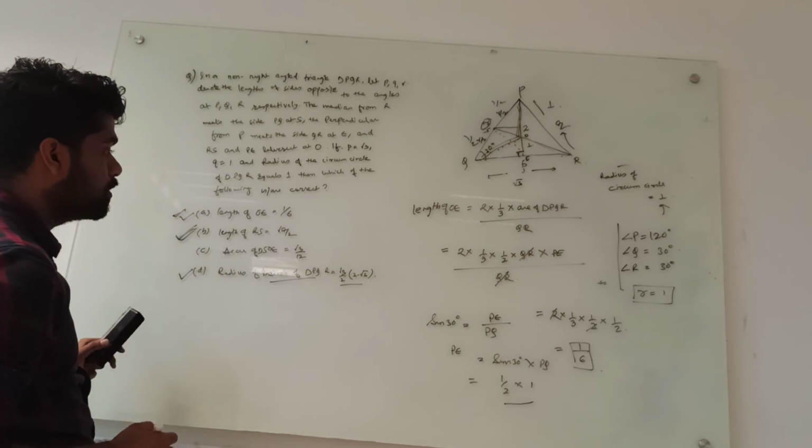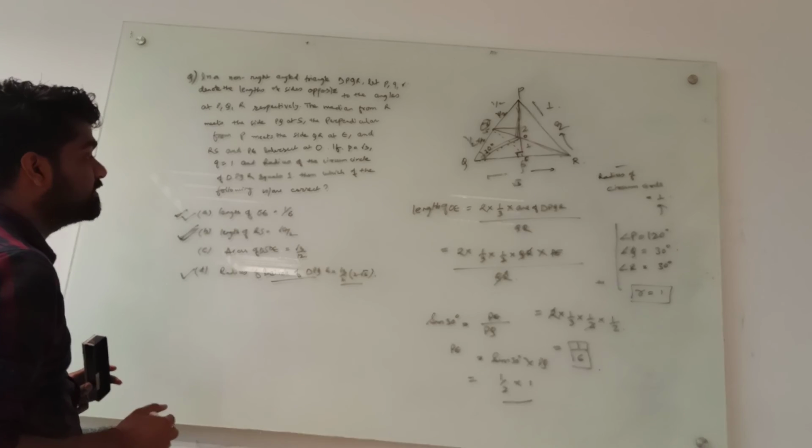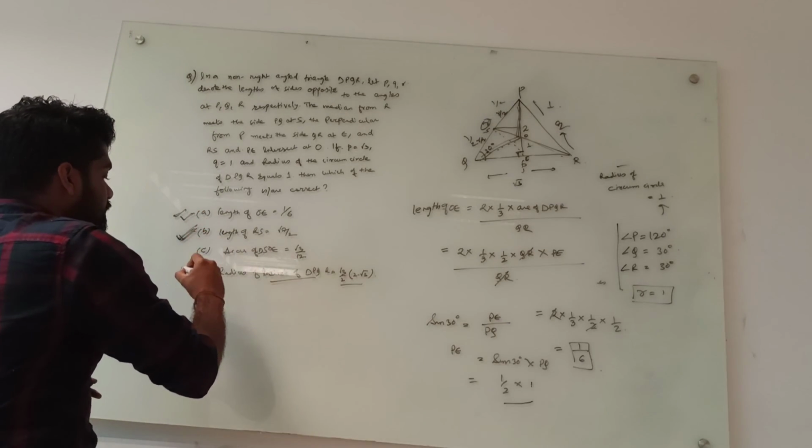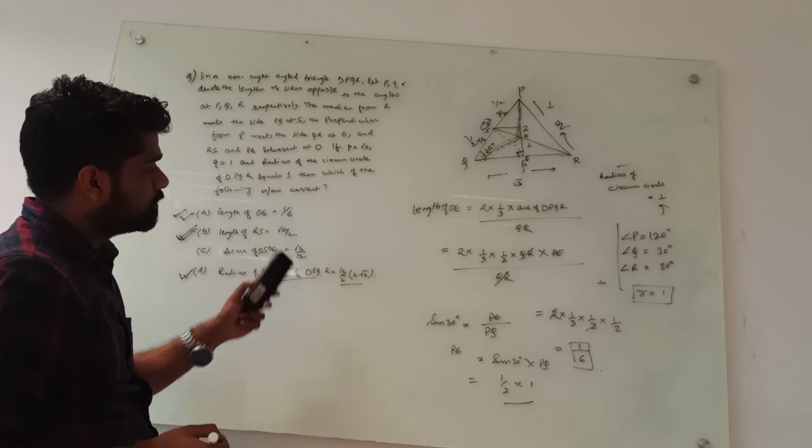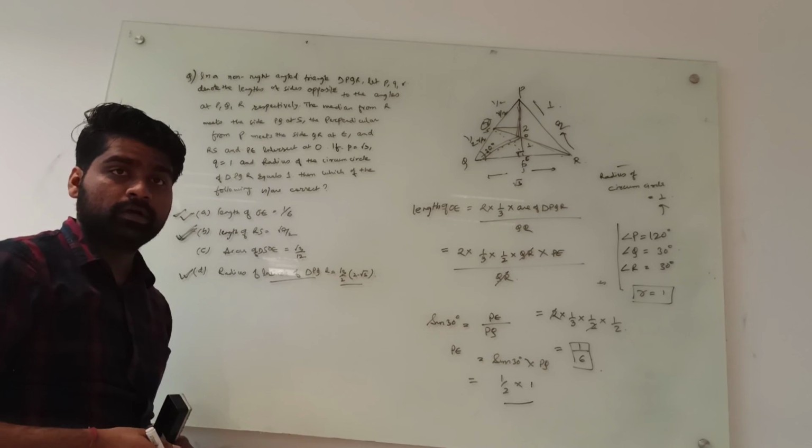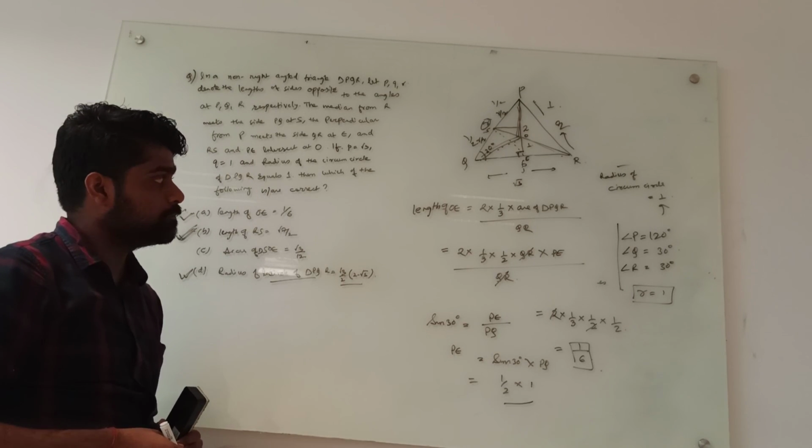So out of these four, the ones getting satisfied are A, B and D. Okay, so this was the solution. Hope you find your answer over here. Thank you.